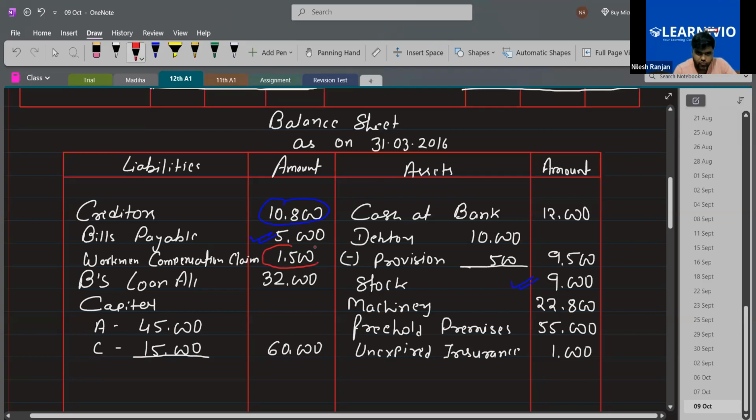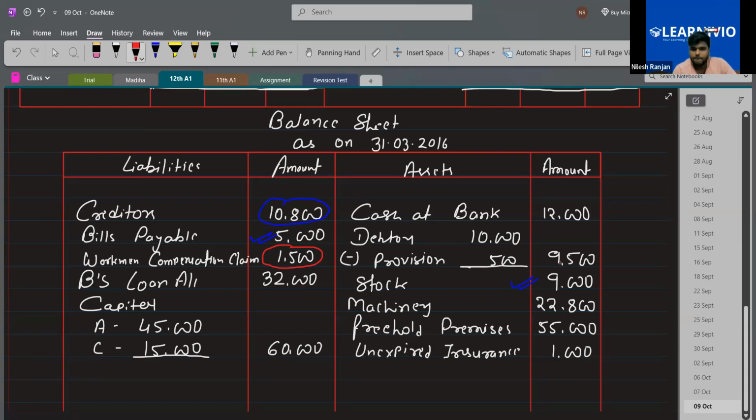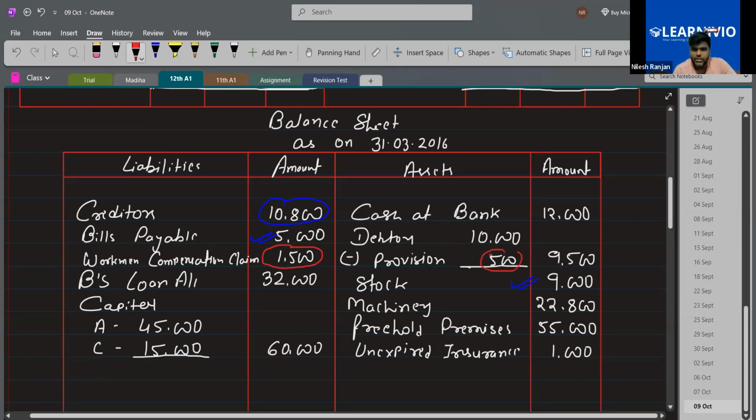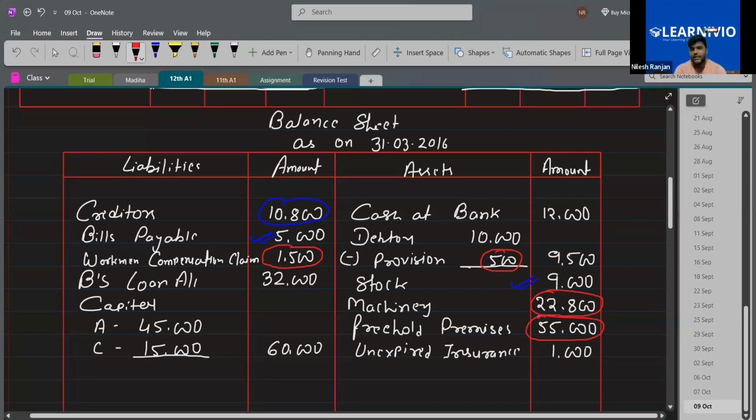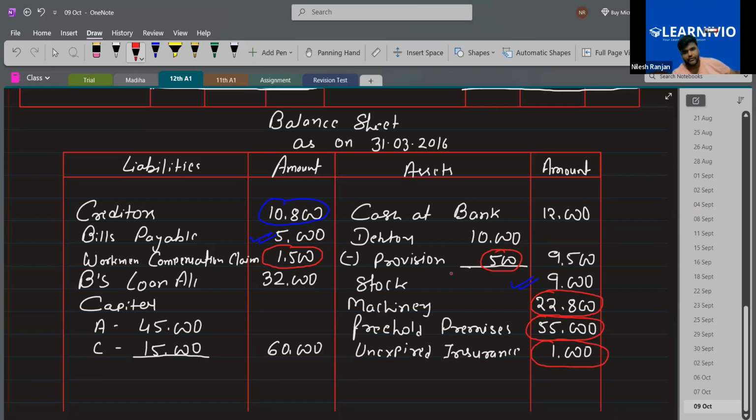This item is new. It is written in revaluation. Debtors, this has changed. Machinery decreased by 1,200. Machinery value was 24,000. It is now 22,800 because 1,200 is deducted as depreciation. Freehold premises was 50,000 plus 5,000 appreciation, and this unexpired insurance 1,000. This is also part of revaluation. So these 5 items we have adjusted in revaluation.